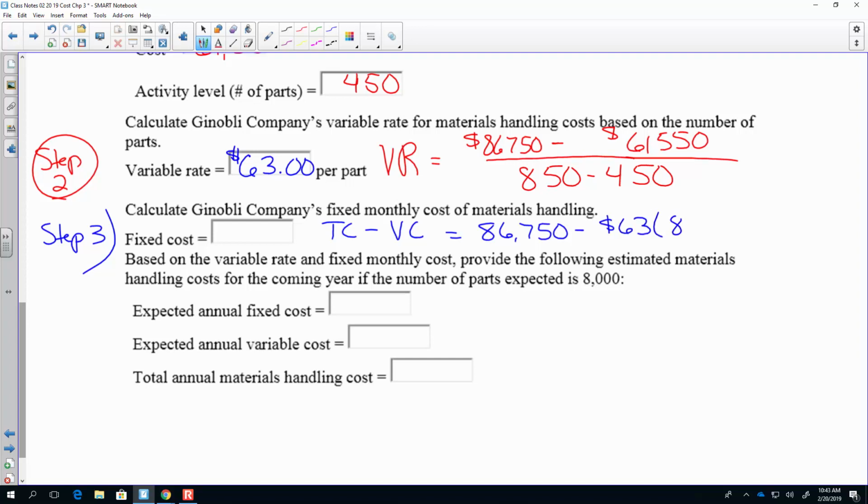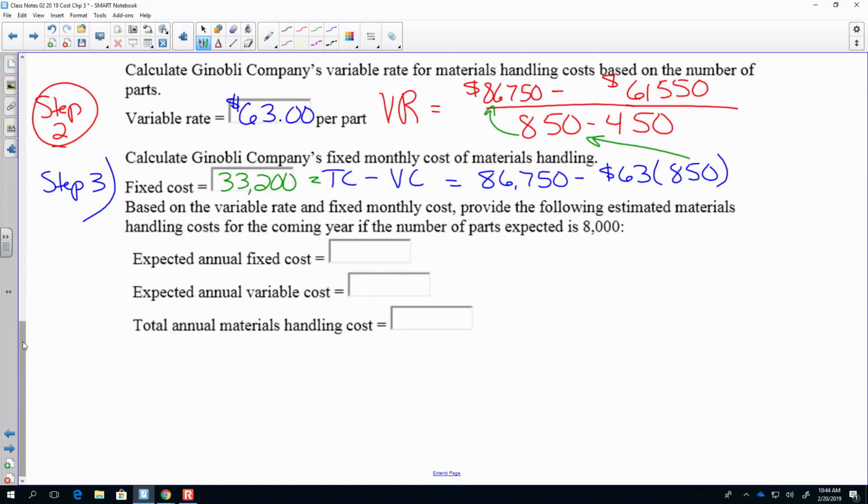63 by 850. Why did you pick 850, Diane? Because it corresponds with the 86,750. Yes. This 850 matches that 850, right? Which corresponds to the observation of 86,750. Very good. Do you have that number then, Diane? 33,200. Can someone confirm that? Yes. That's right? Okay, excellent. So, at this point now, I have a cost formula.